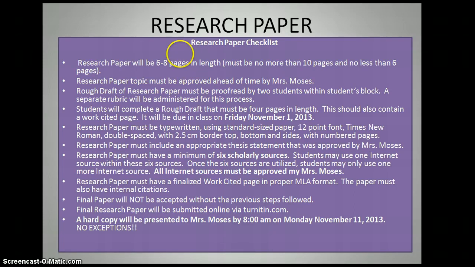Of course, we want to talk about how long it has to be. It must be 6 pages. It can't be any more than 10 pages. Okay, 10 pages is too lengthy. Less than 6 pages is too short. Each page is 48 points. So if you have 5.5 pages, you're going to lose 24 points. If you have 5 pages, you're going to lose 48 points right off the top.